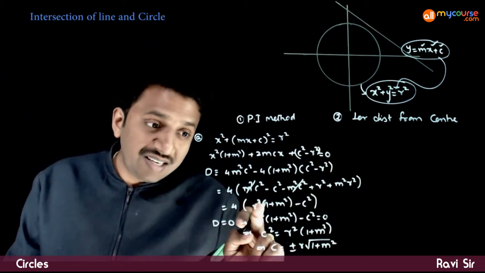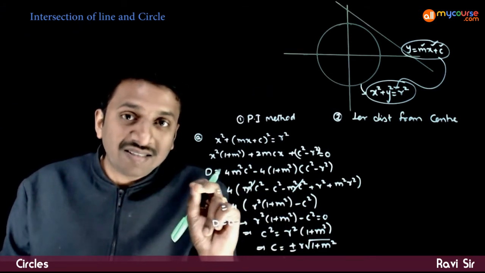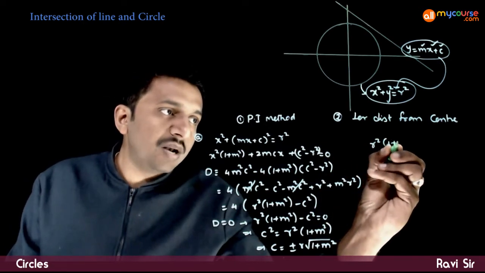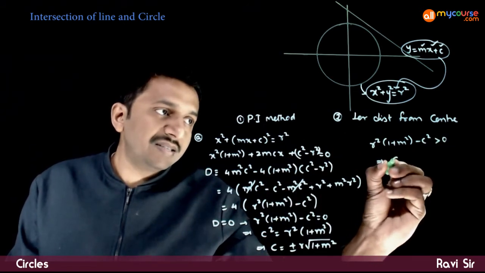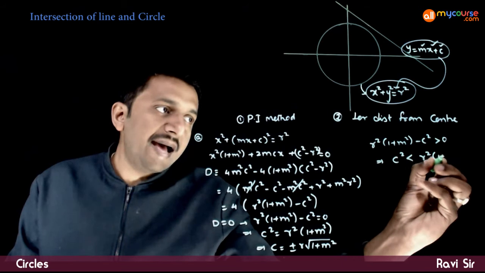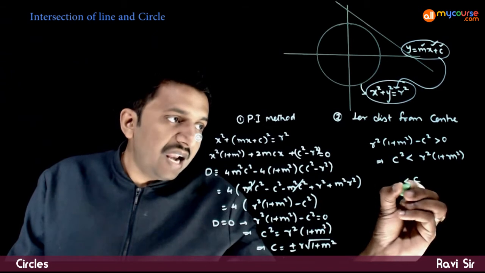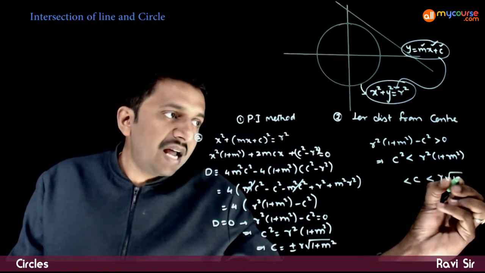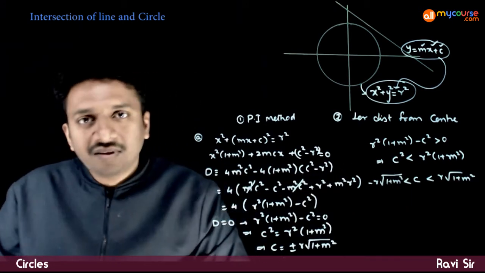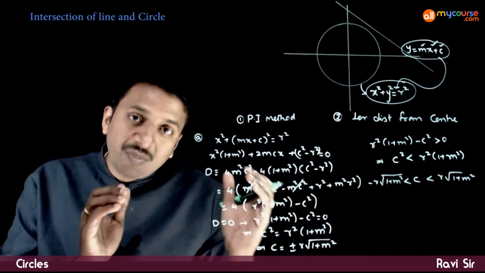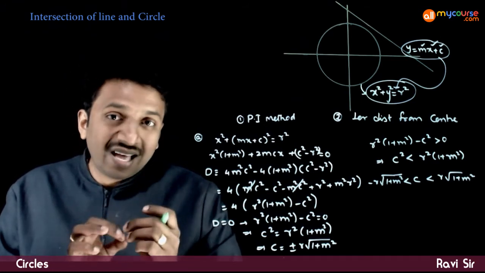And if the discriminant is positive, that means you have two roots. That means the line is a secant. So r square times 1 plus m square minus c square is greater than 0, implies c square is less than r square times 1 plus m square. So c lies in between plus r root 1 plus m square and minus r root 1 plus m square. So if c lies in between these values, then the line is a secant.